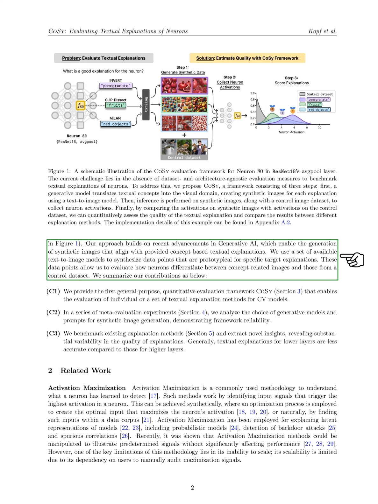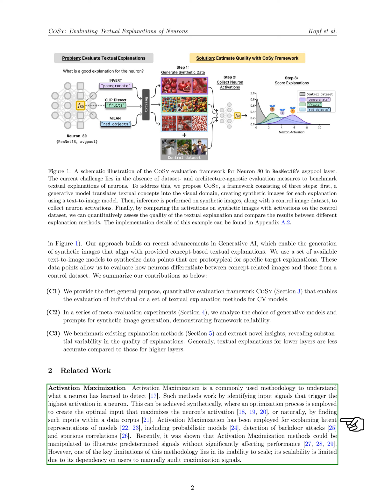Our approach leverages generative AI advancements to generate synthetic images aligned with textual explanations. By synthesizing data points representing specific target explanations, we can evaluate how neurons differentiate between concept-related images and those from a control dataset.